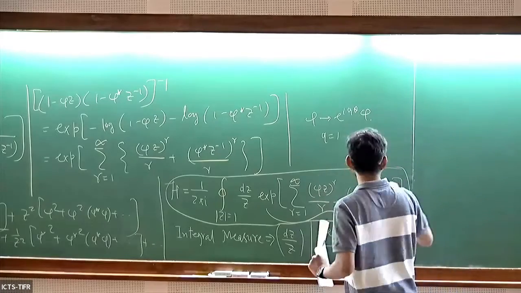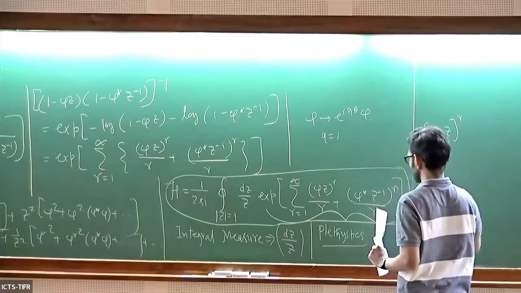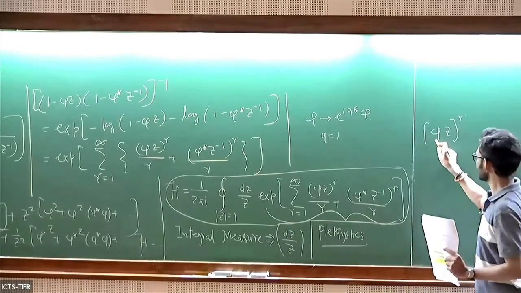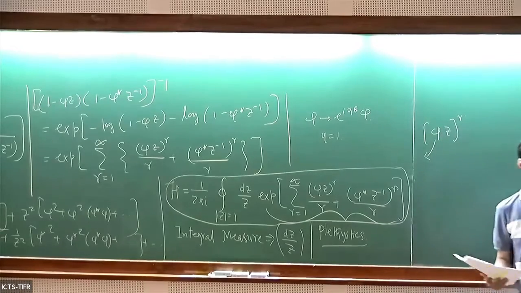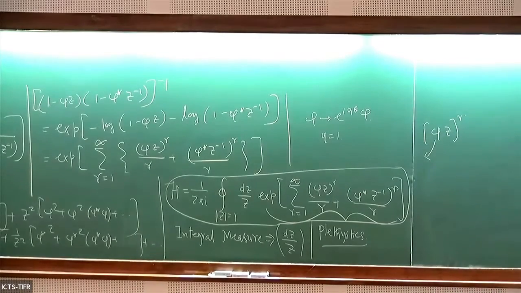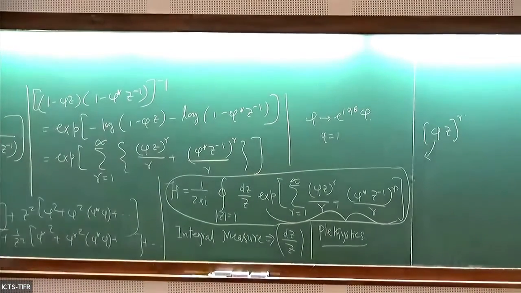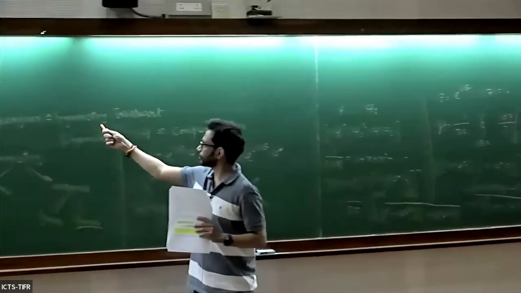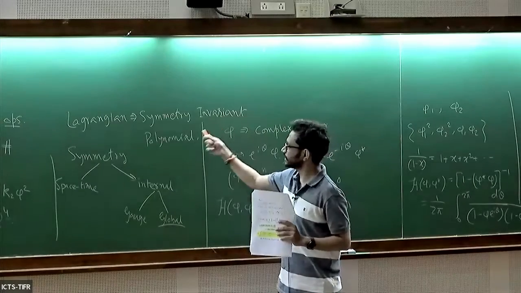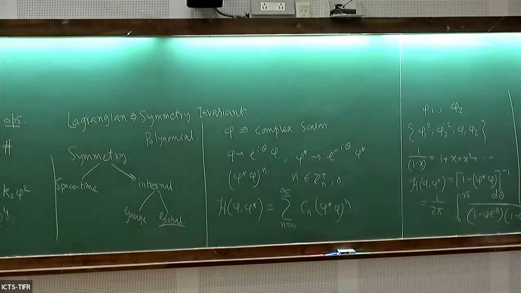What is this? Phi z to the power r. So this phi you can think of as a kind of spurion. It's not like a quantum field or something like that. As I told you, if you go back to the map where I talked about the Lagrangian, it is nothing but, to start with, the symmetry invariant polynomial. So when I'm treating them as mathematical objects like polynomials, I don't consider them as quantum fields.